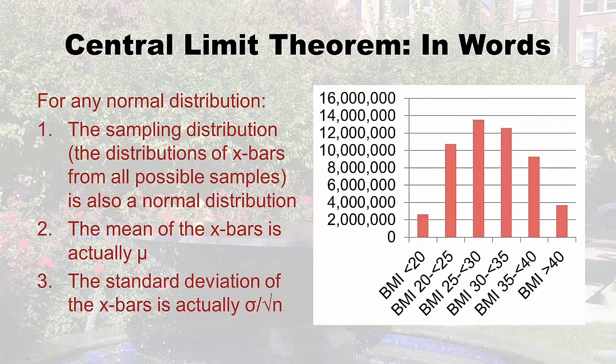The standard deviation of all those X bars is actually the population standard deviation divided by the square root of whatever n you picked. So in other words, if you have the whole population data and you just found the standard deviation, you just have the standard deviation. But if you took all those X bars and found the standard deviation of those X bars, that would equal the population standard deviation divided by the square root of whatever n you used to get all those X bars. Again, sounds really proofy and theorem-y, but that's the third part of the central limit theorem in words.